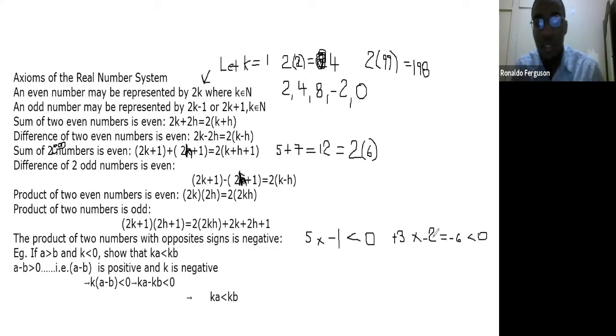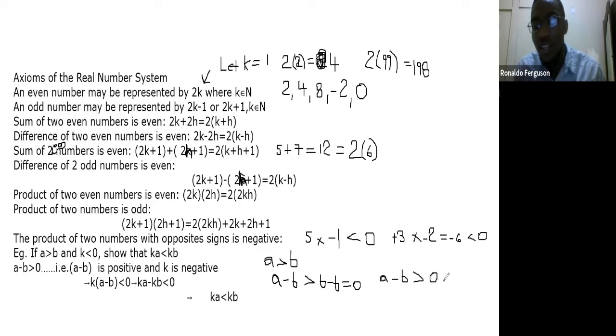So here's an example. It says if A is greater than B and K is less than 0, then show that KA is less than KB. Now if A is greater than B, this is how it works. If we subtract B from both sides, we get A minus B is greater than B minus B, but B minus B is 0. And so we get A minus B is greater than 0.